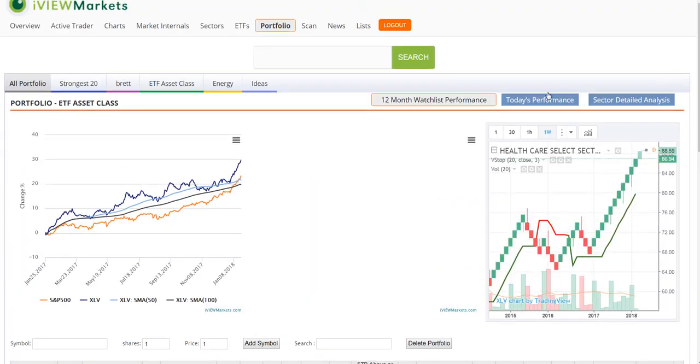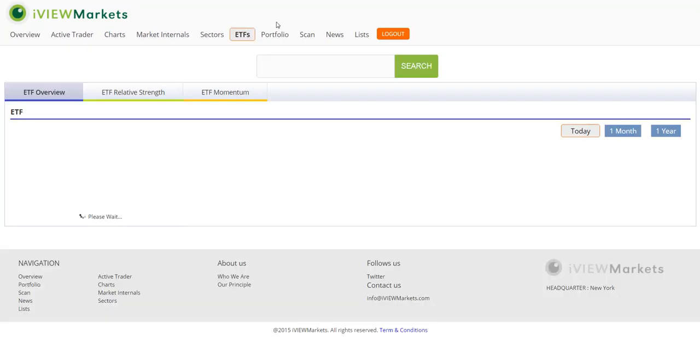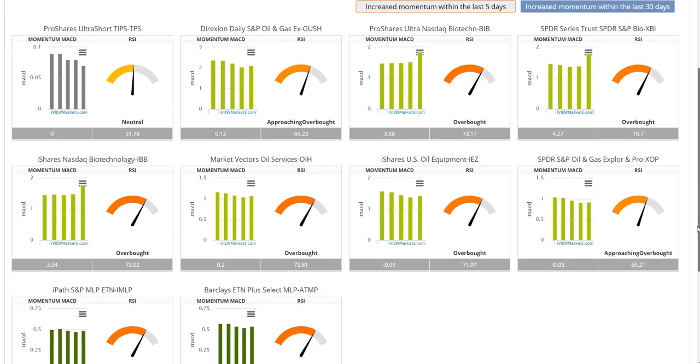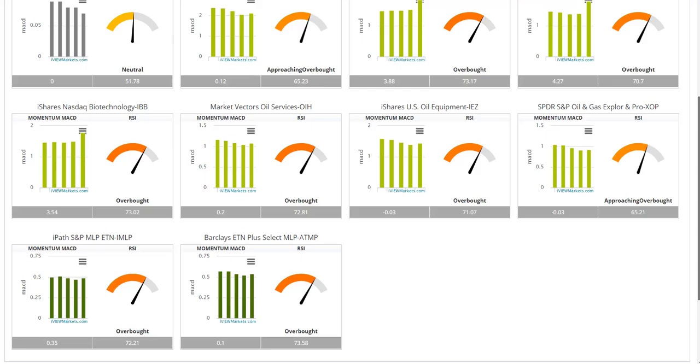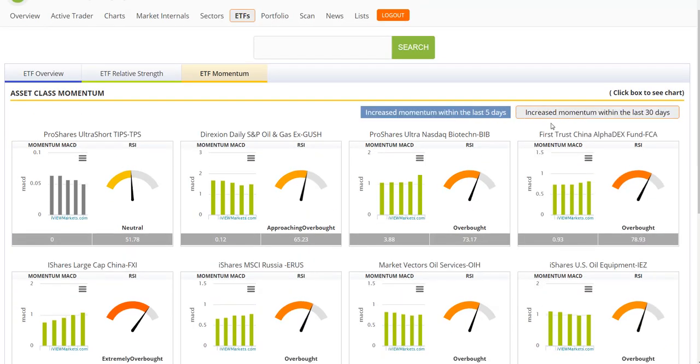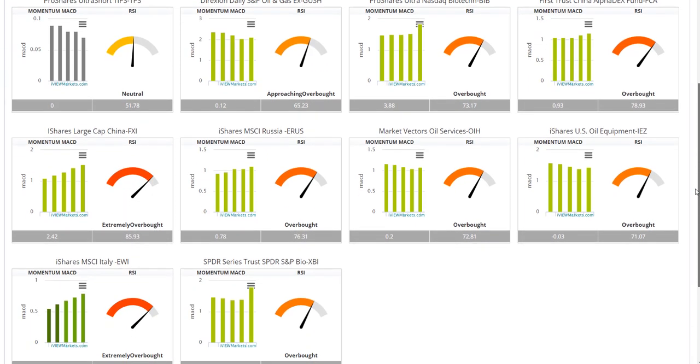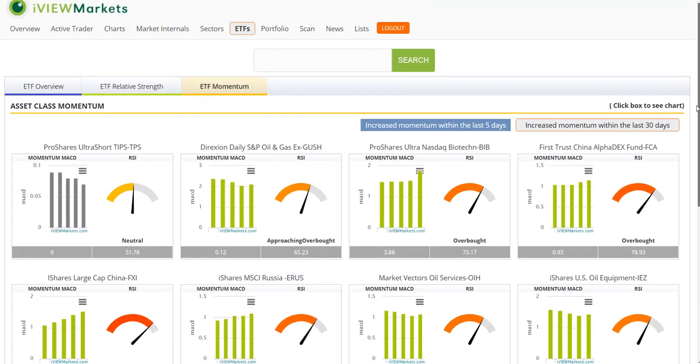Now, finding some additional ideas, we can go to the ETF page. And what I will do is under ETF momentum, I just like to look at what's increasing the most in the ETF momentum in the last 5 days, and then I could also click here what's increasing the most in the last 30 days. So that could give you kind of a quick glimpse of what's happening with some ETFs.